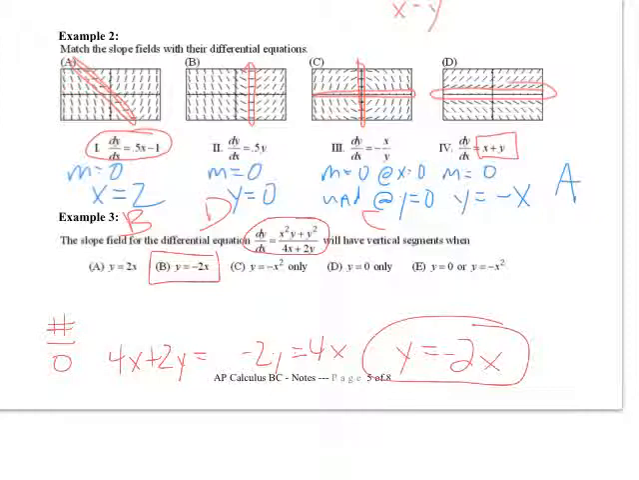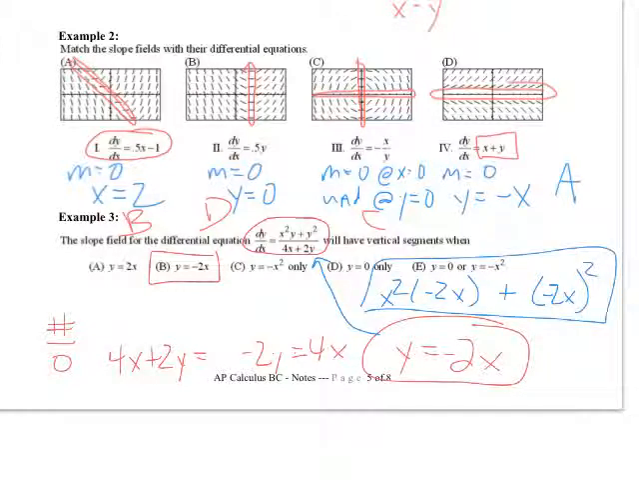It would be safe to plug this into the numerator to make sure that that doesn't cause a 0 in the numerator, and we try it out and we get x squared times negative 2x plus negative 2x squared. And that doesn't simplify down to anything that's equal to 0, so we're good.